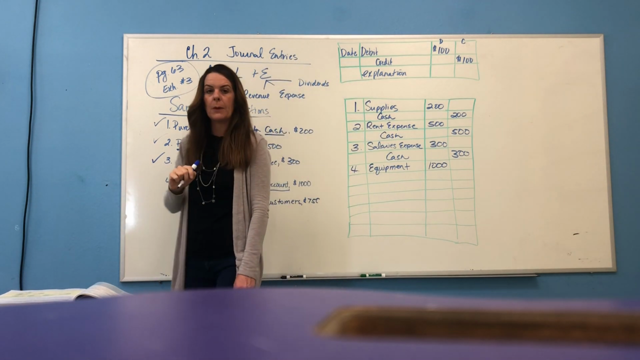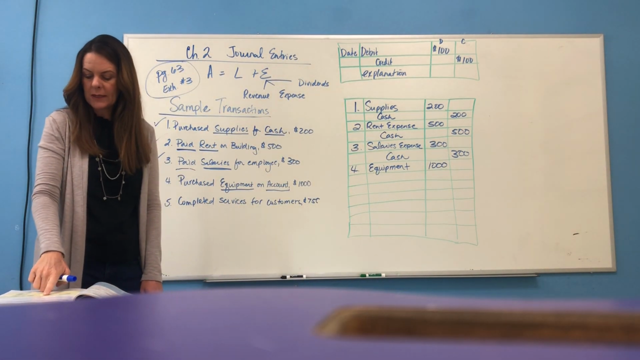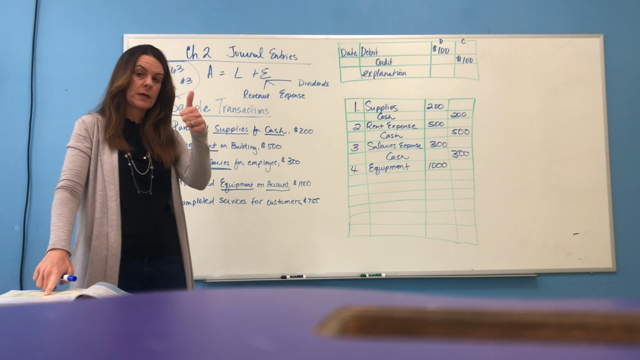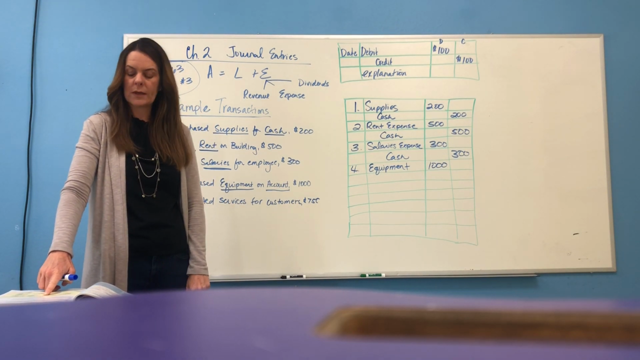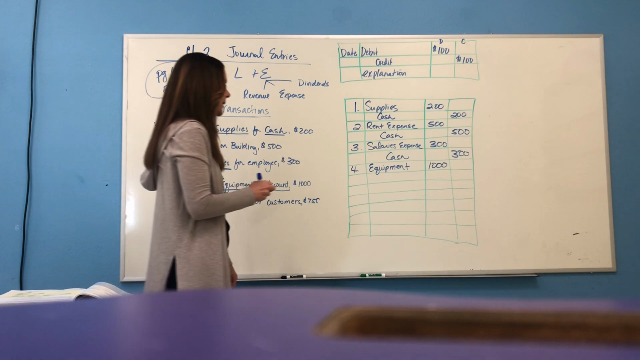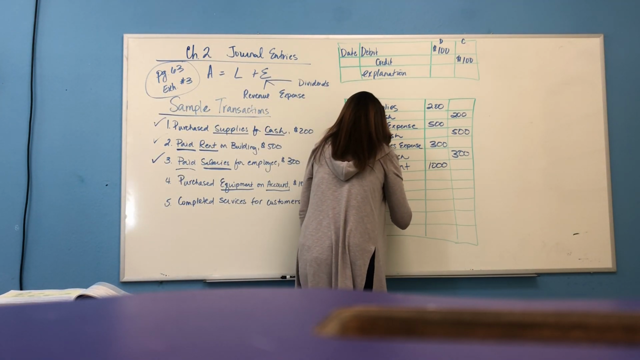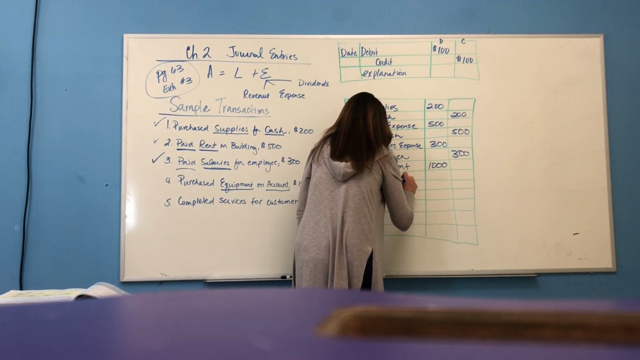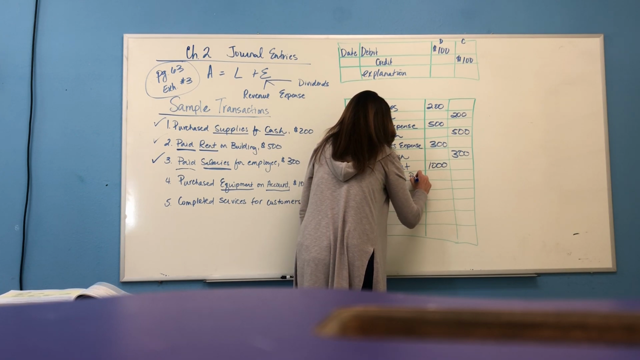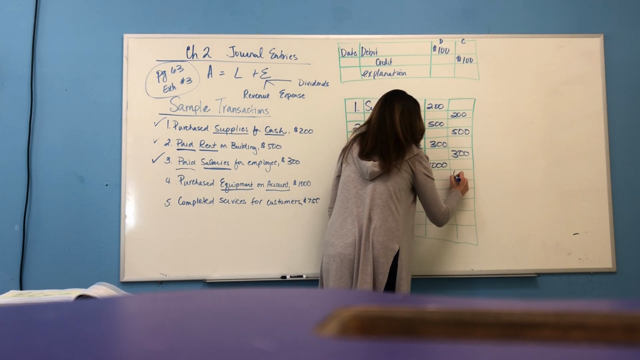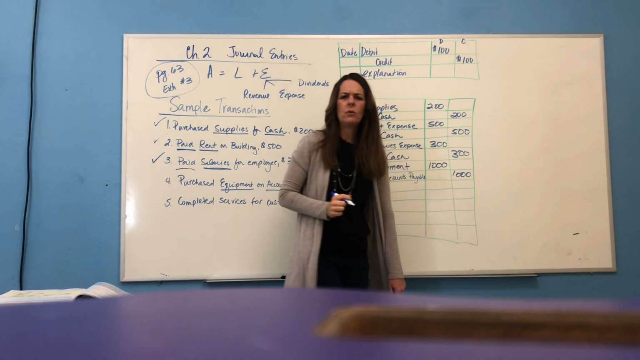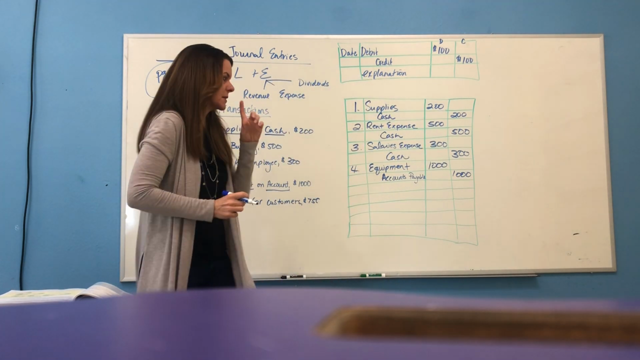You look at Exhibit 3 on page 63. Under liability, it says, how do you increase a liability? You increase a liability by crediting. So I'm going to come over here, indent, and write accounts payable for the $1,000. Now some of you might be thinking, wait a minute, that's different.